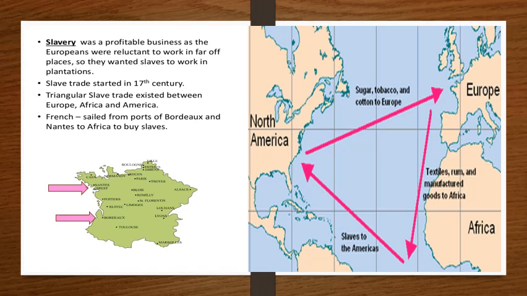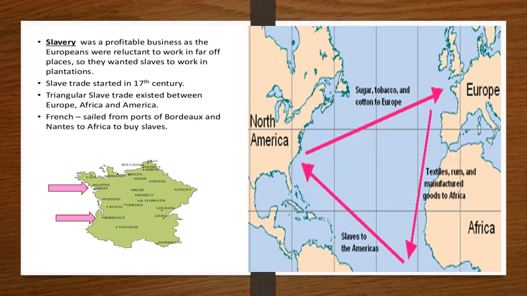The colonies in the Caribbean were important suppliers of commodities such as tobacco, indigo, sugar, and coffee. But the reluctance of Europeans to go and work in distant and unfamiliar lands meant a shortage of labor on the plantations. So, this was met by a triangular slave trade between Europe, Africa, and the Americas. The slave trade began in the 17th century.